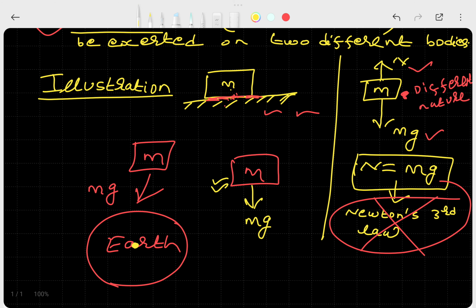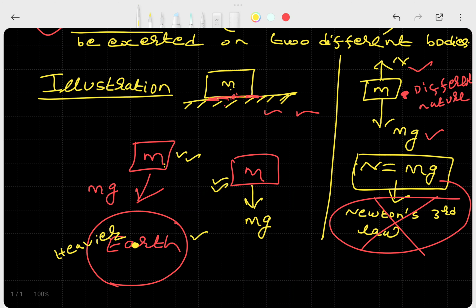The two forces are the same. With equal force, this mg, the weight due to gravitational force exerted by the earth on the block, the block is coming downward toward the center. The same equal force is exerted by this block on the earth, of the same magnitude. Though it is of the same magnitude, the earth won't come up because it is much heavier. Here Newton's third law exists.